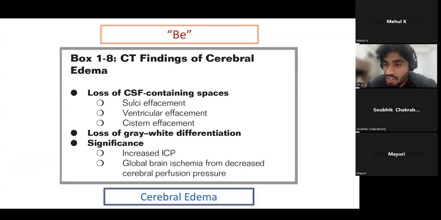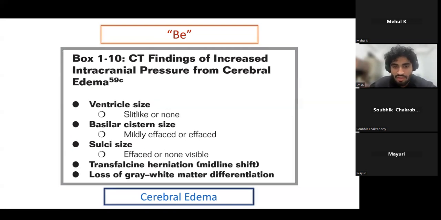EDH, the extradural space, is a potential space. If you tear a meningeal artery, then there can be bleeding as well. Because of diffuse cerebral edema, there can be loss of gray-white differentiation, and increased ICP. On focus we can appreciate increased ONSD, optic nerve sheath diameter. That can also be appreciated. And there can be transfalcine herniation, and also other herniations as well.